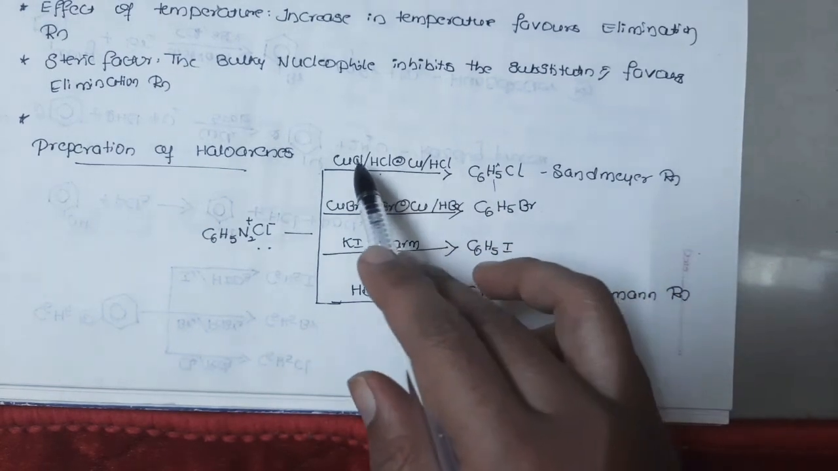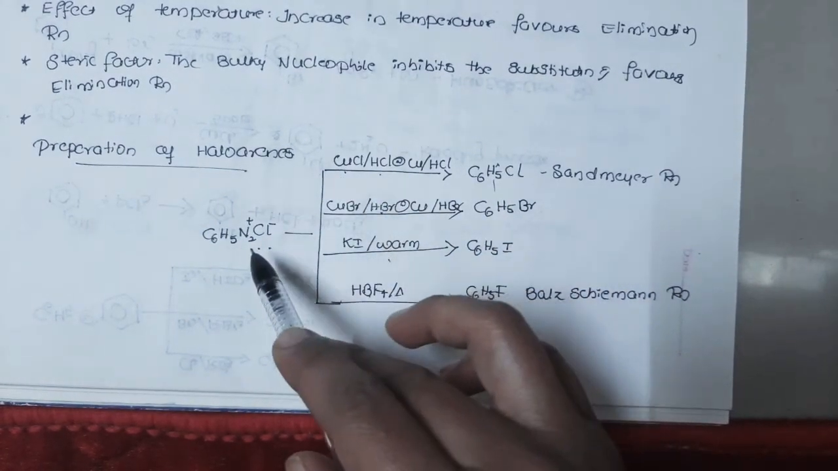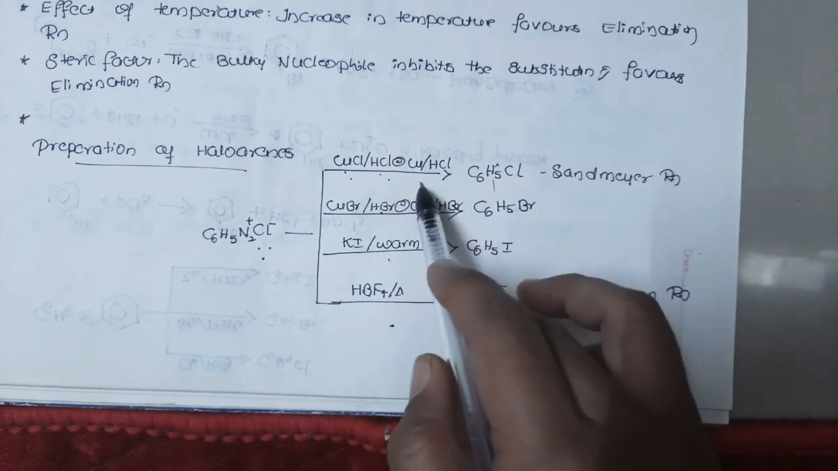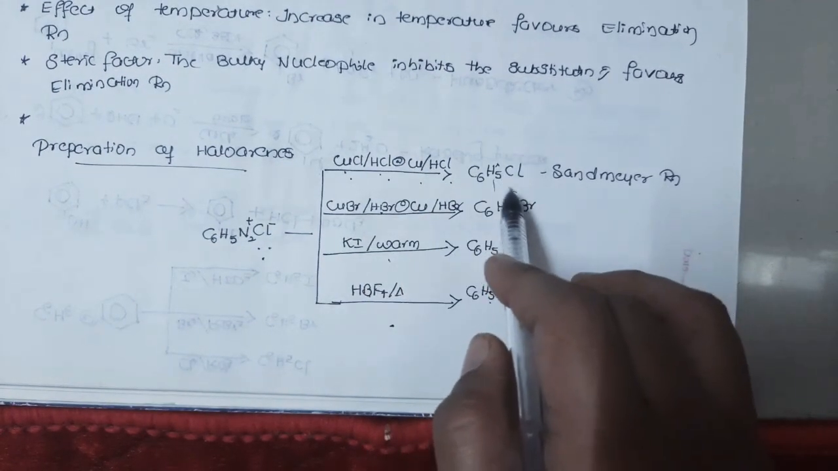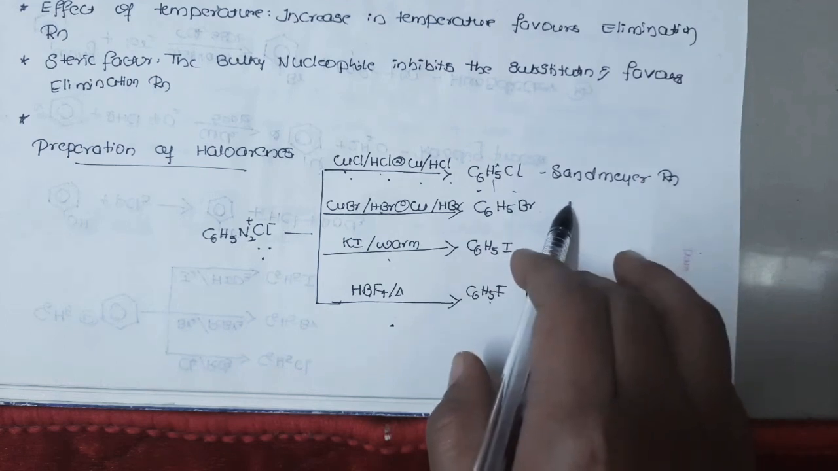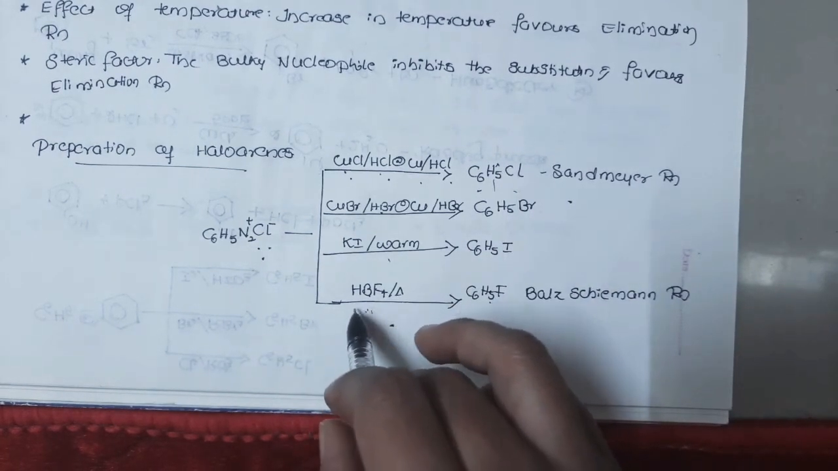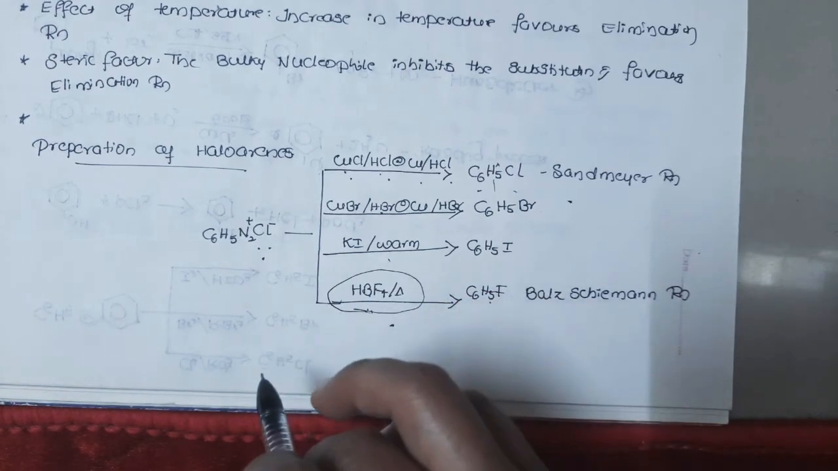Okay, so here what is happening: if I treat the benzene diazonium chloride with cupric chloride in presence of HCl, or copper powder in presence of HCl, I'm going to get chlorobenzene. The reaction is known as Sandmeyer reaction. Okay, so similarly here you could see this, you might not have gone through.